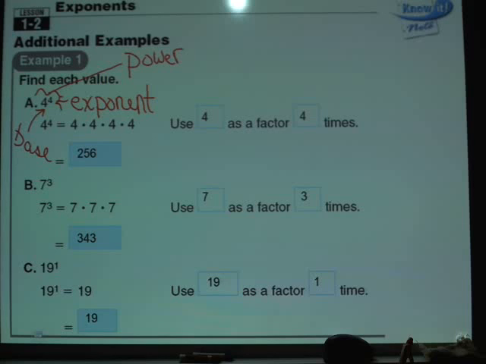Now the last one is the easiest question of all. It says I'm supposed to use 19 in a multiplication problem, but since the exponent is 1, it only shows up 1 time. I don't even need to write a times sign here. 19 is used as a factor 1 time. The answer is just poor old lonely 19.